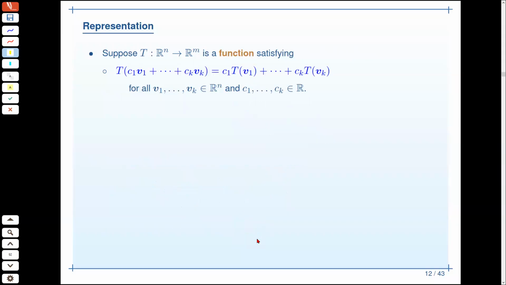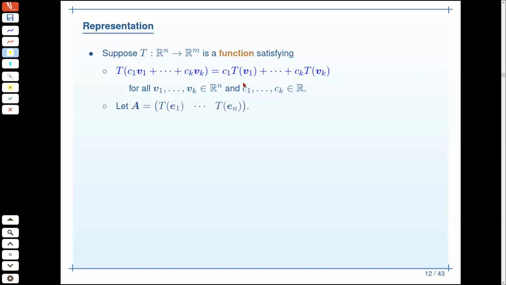And now, this is one direction. Say if T is a linear transformation, this condition is fulfilled. Now, conversely, suppose we have just a random function or random mapping from Rn to Rn, such that it satisfies this so-called linearity. Can we say that T is a linear transformation? Yes or no? Okay, let's see. Indeed, we guess that it is a linear transformation. How do we show that it is a linear transformation?